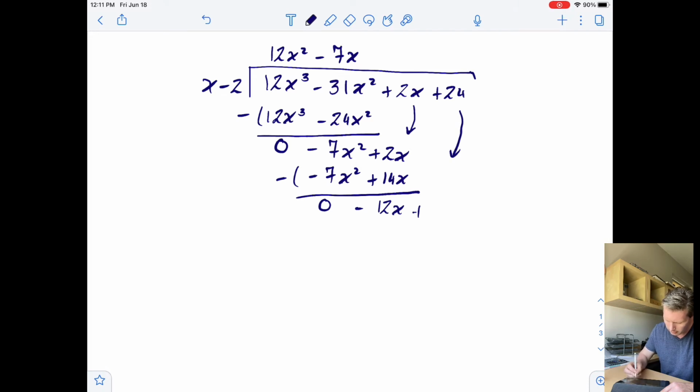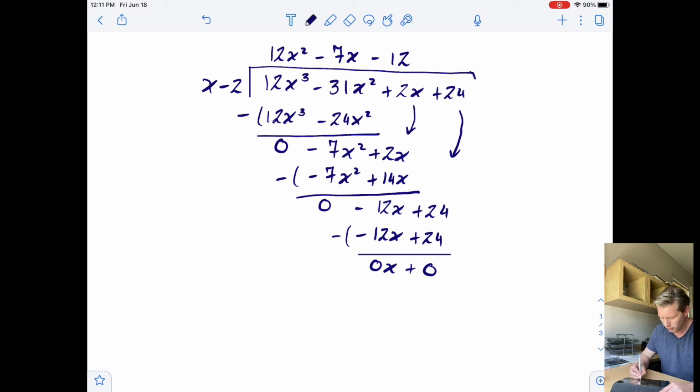And one more time, I bring down what is now my last term, that's plus 24, and I start the process one more time. What do I multiply x by to get negative 12x? Well, that would be negative 12. Negative 12 times x is negative 12x. And then negative 12 times negative 2, that's positive 24. And when I subtract, I will get here 0x, and 24 minus 24 is 0.